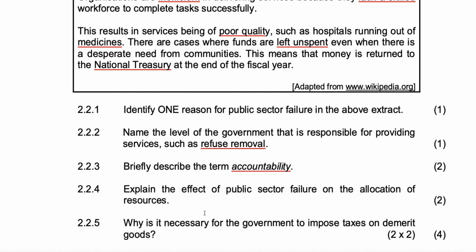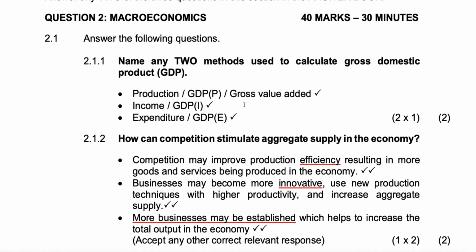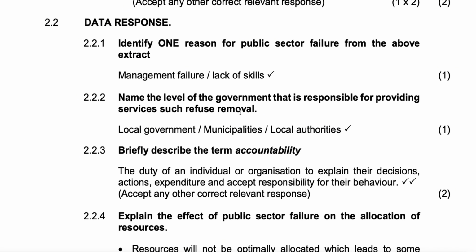Why is it necessary for the government to impose taxes on demerit goods? Okay, so this is the necessity of the public sector. Well, it's necessary because it will make them more expensive, thereby reducing consumption. We can also say it is necessary to impose these taxes to avoid market failure, because market failure is the failure of markets to allocate resources at an optimum level. So when you charge taxes like sin tax on demerit goods, it reduces the amount of those goods that are consumed. So basically it's that. Let's have a look at our answers.